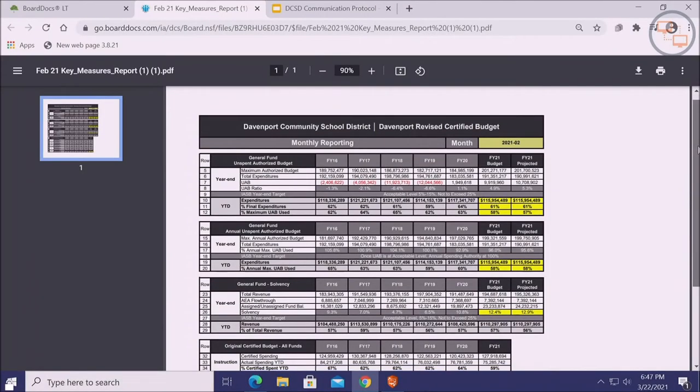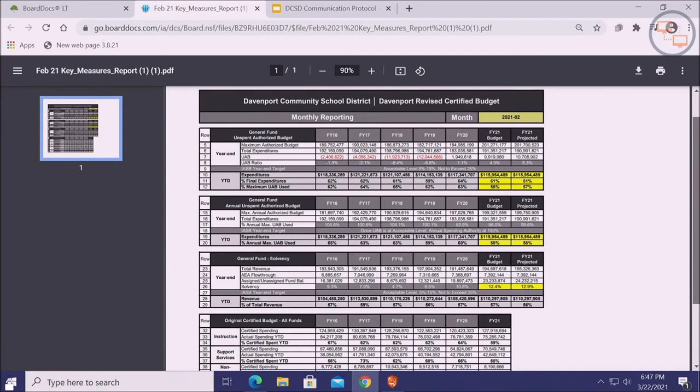So this first report shows you some of the key measures through February. It also gives you the 5 years prior, so we've got 5 years plus this year's history. You'll see I put some of these in yellow so you could draw your attention to those. For our FY21 budget, our unspent balance is running at about 57%, which when you look at a trend, is where we're projecting it to be. We've been at 62, 64, 65, so we've been in the low 60s. So we're doing much better with this.